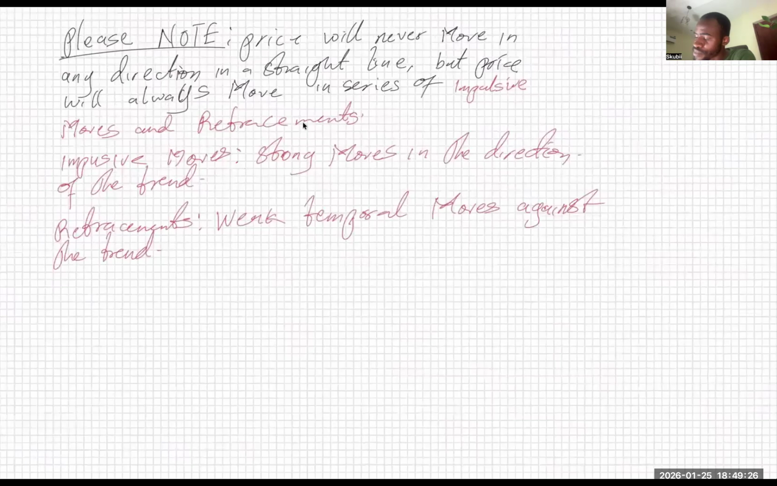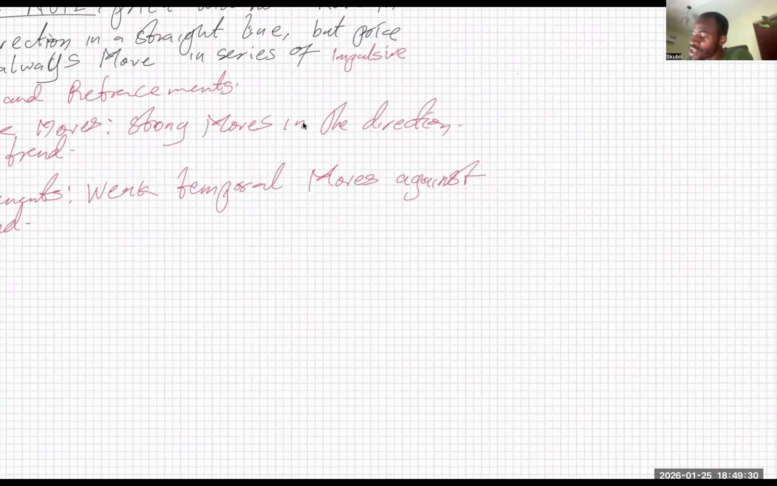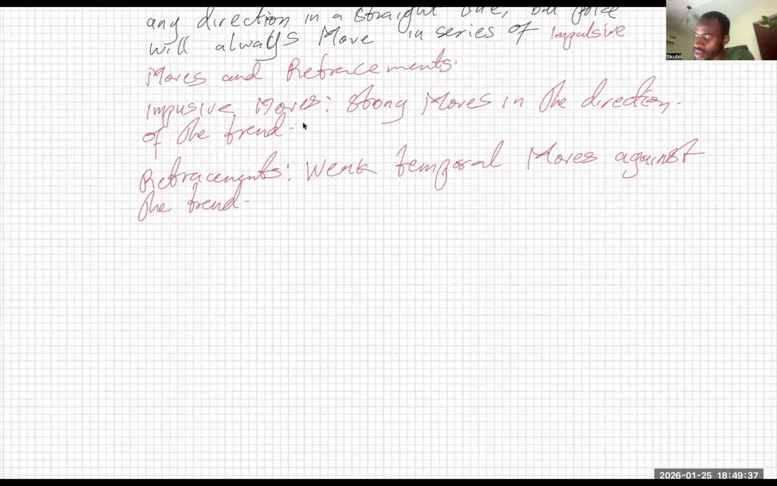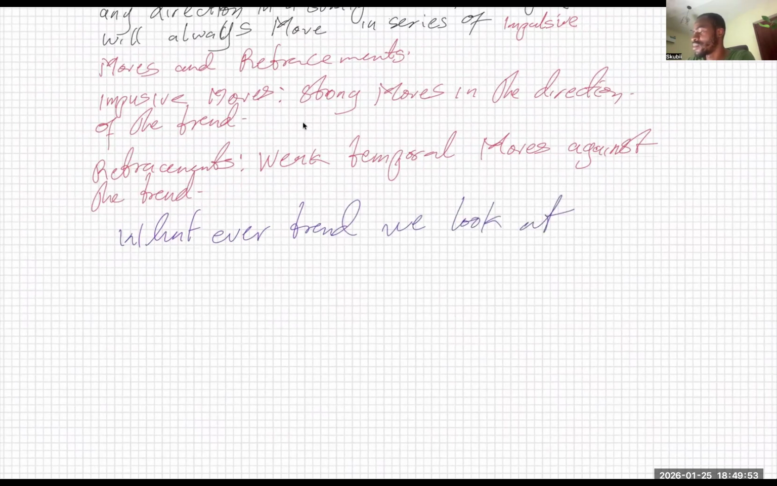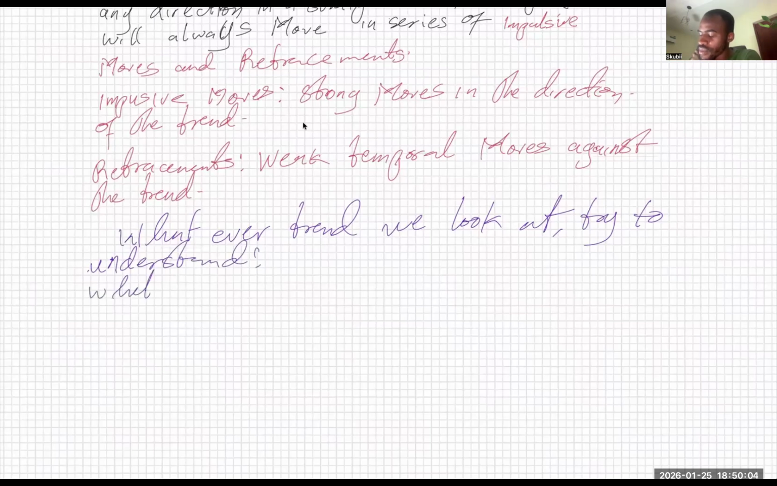Now, another thing I want to say is that whatever trend we want to look at, please try to understand, first of all, what it is, what it looks like, and then how to use it to trade.